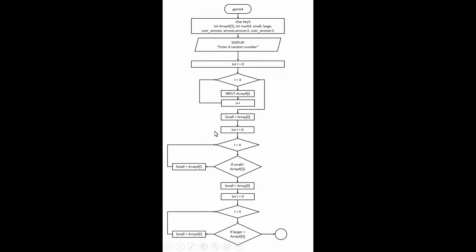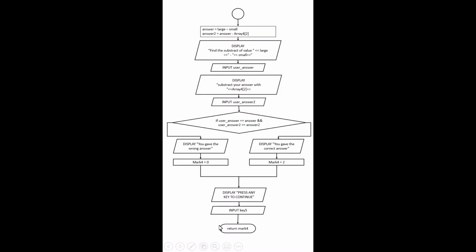So this is the loop to receive the 4 numbers, and this is the loop to identify the small number in the array, and this loop is to identify the large number in the array. So now here, if operation, first answer equals large minus small, answer 2 equals answer minus array for in bracket 2. So now the first is to find the subtract value, large minus small.